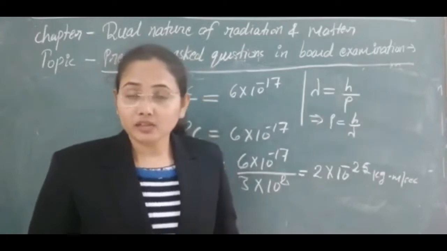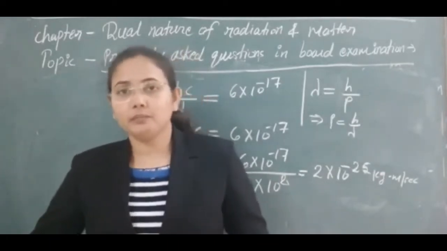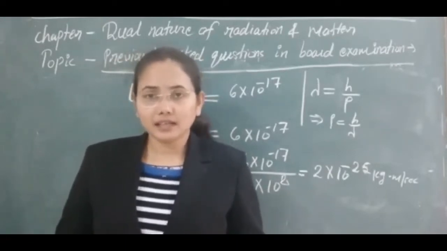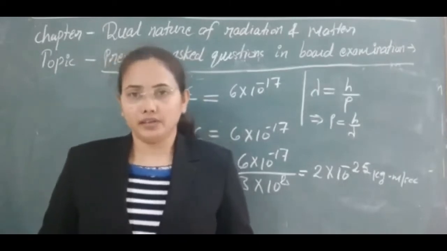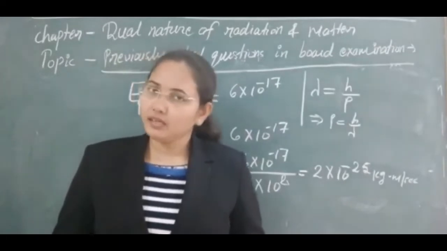So in the case of the photon picture, where we are taking light as a particle, light is made up of a number of photons. So the intensity of radiation is directly proportional to the number of photons contained in that light wave. So the greater the intensity, the greater the number of photons in the light beam.